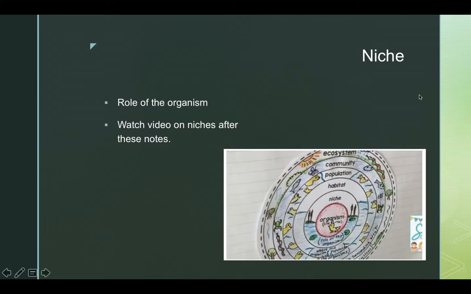All right, I have a video that talks more about a niche, but a niche, it is the role of an organism. So we're going to put it here, role of the organism in the ecosystem. So after this video, I want you to learn more about a niche. So you can include, if we're looking at a duck, you might include lily pads and water, maybe some cattails there.